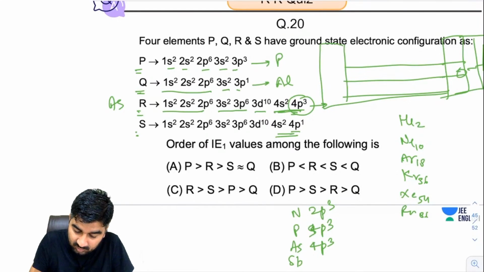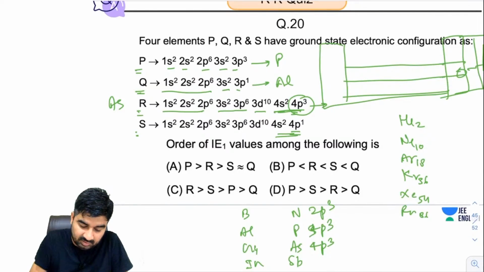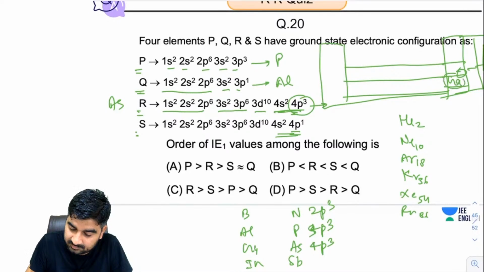And here it is 4p1. So it will belong to the aluminium boron family. So it will be Ga, just after the d block elements.